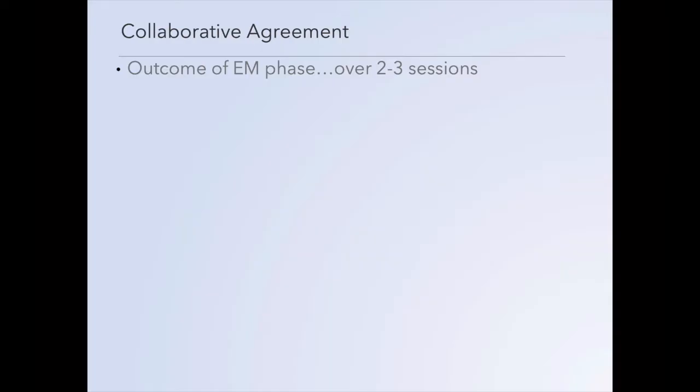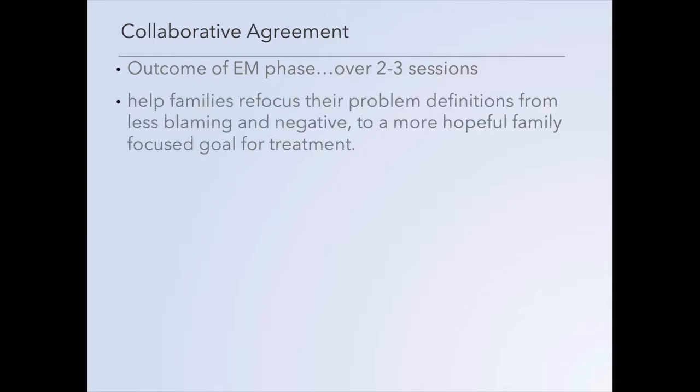As I said earlier, one of the important outcomes of this phase is what we call a collaborative agreement. This is the outcome of these sessions, and it is an agreement that's intended to refocus the struggles, the difficulties, the challenges that the foster parent and the youth will have in terms of looking at what we're going to teach you to call problem definitions, and to turn those from blaming ones and negative ones to help the family stay family focused, meaning that they're all in it.